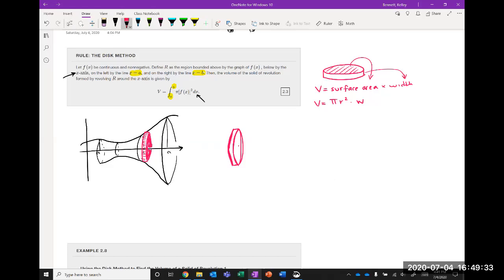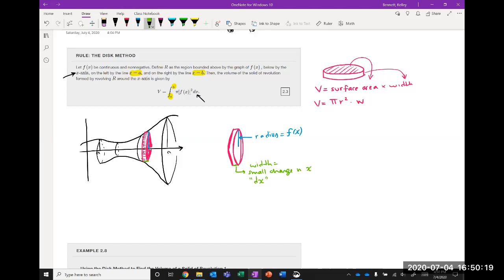But what is the area of this, right? So we need the radius. So what is the radius going to be? So the radius is this here, the height straight up. Well, that's given by our function. This is just f of x. So our radius equals f of x. And then we also have the idea of width, right? So this is just a small change in x. And in calculus, we usually denote a small change in x as dx or delta x. But since we're doing an integral, not a sum, we're going to call it dx.